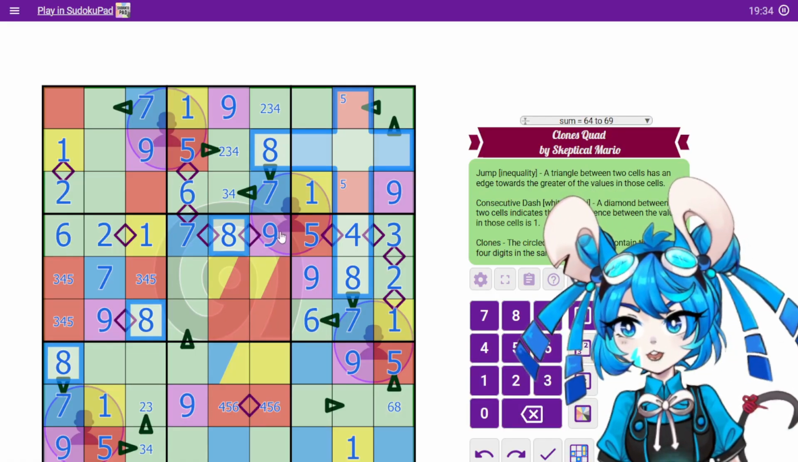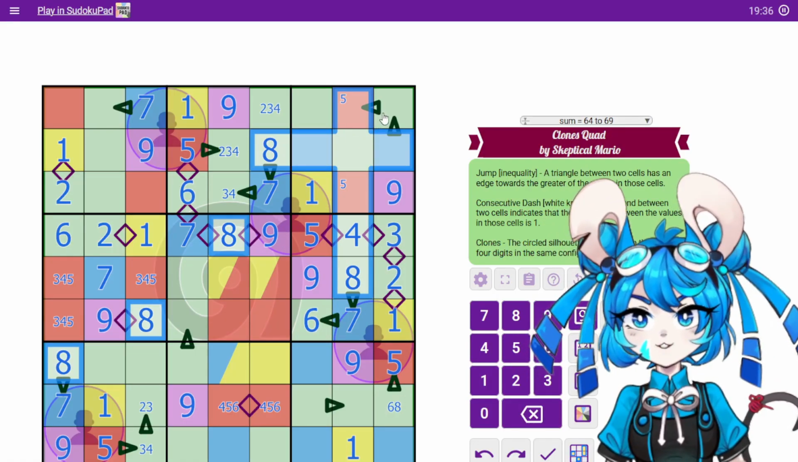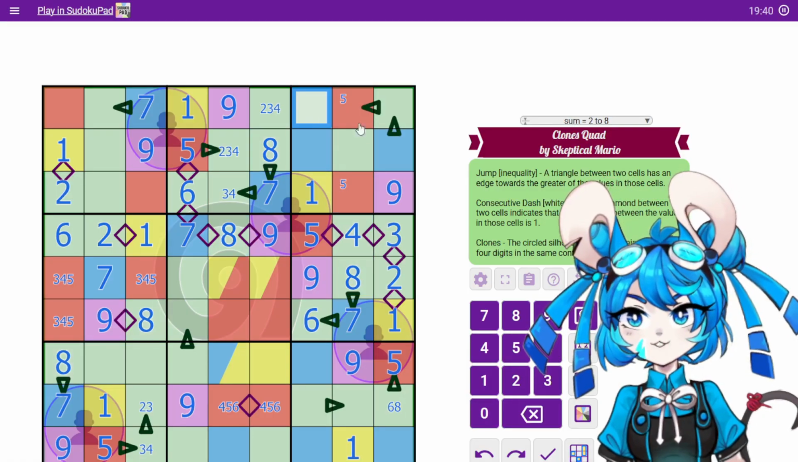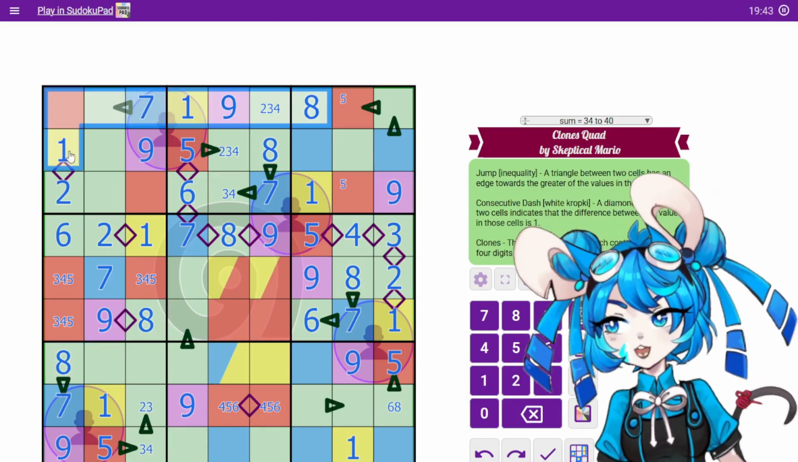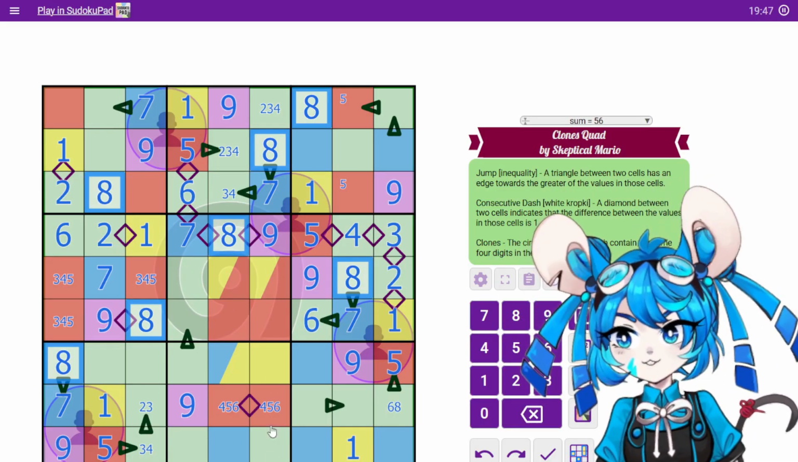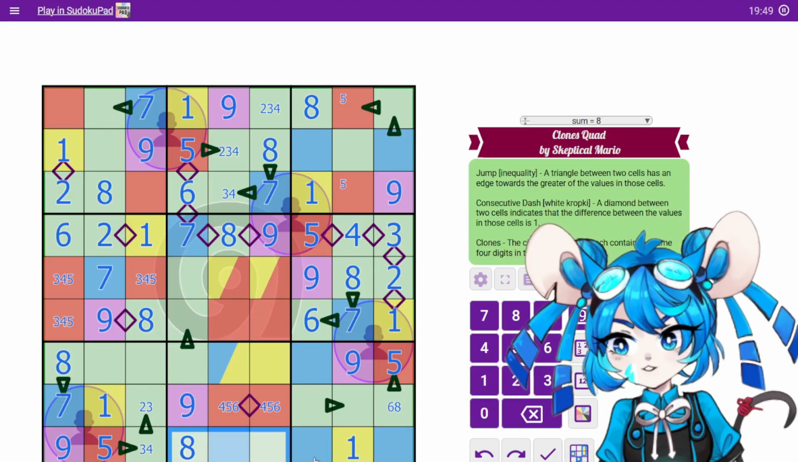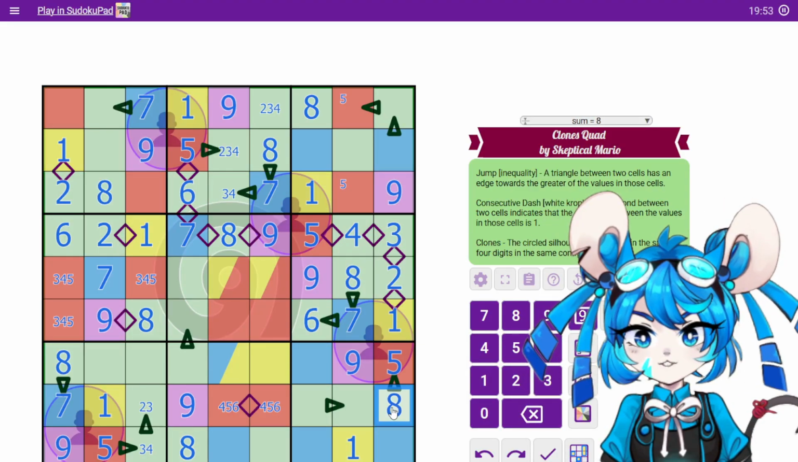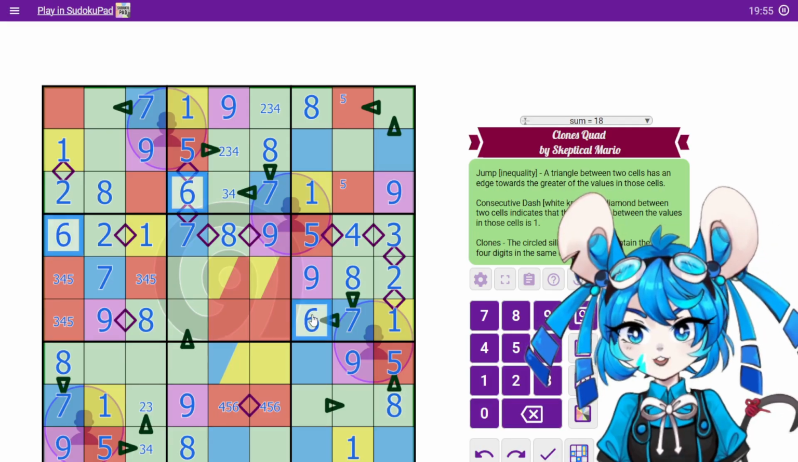Well, except for the uncolored ones, like this 8, for example. The 8 cannot go here because it's in between. Well, it can't go less than 9, so there's an 8 here. There's an 8 here. There's an 8 here, and the last 8 goes here. There. So that's all of our 8s placed.